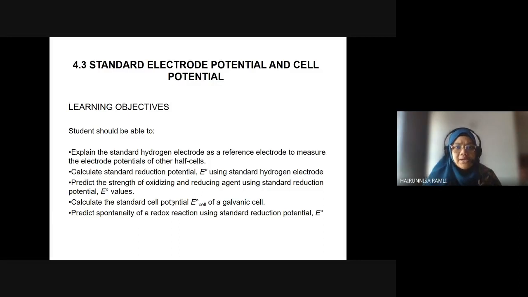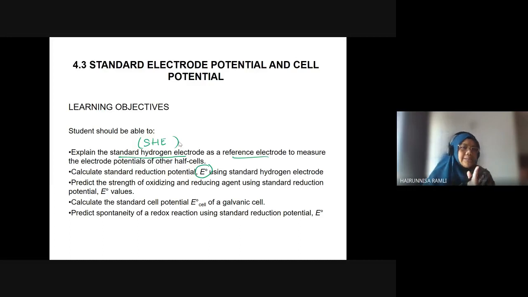Okay, so at the end of this subtopic, okay, you should be able to explain the standard hydrogen electrode, atau nama pendek dia adalah SHE. SHE as a reference electrode to measure the electrode potential of other cells. So saya akan explain lah yang ni nanti. And then calculate the standard reduction potential. So basically tadi ada perkataan E naught kan, you ada terjumpa tadi. So basically E naught adalah standard reduction potential. Okay, itu pun you akan belajar lah.